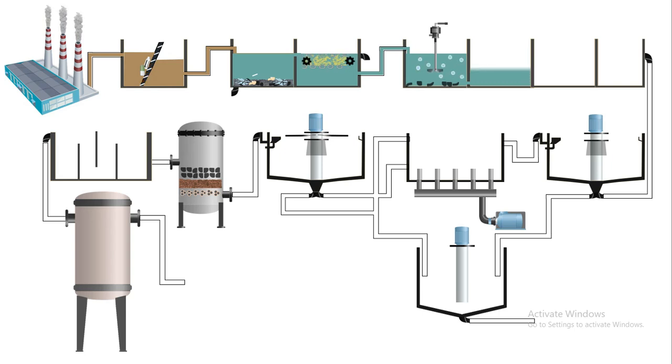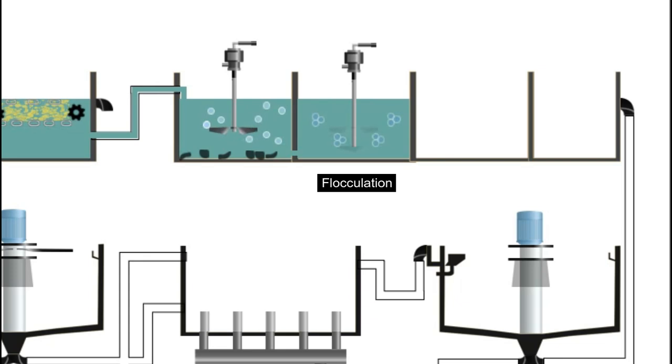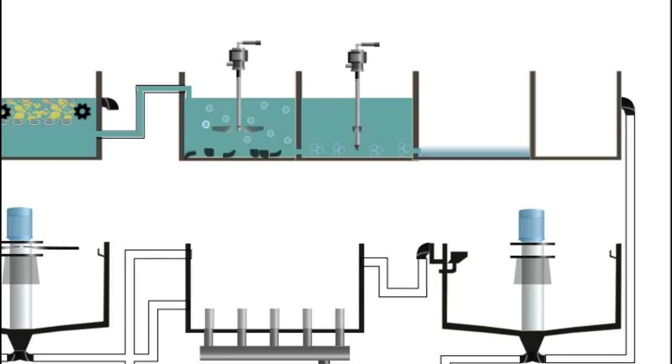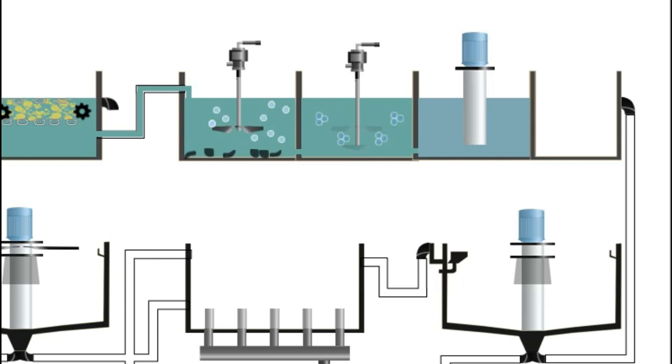In the flocculation stage, gentle mixing allows these particles to form larger, heavier clusters called flocs. To enhance the process, flocculants or polymers may also be added. As the flocs grow, they settle down under gravity, while clarified water moves upward, ready for the sedimentation in the next unit.